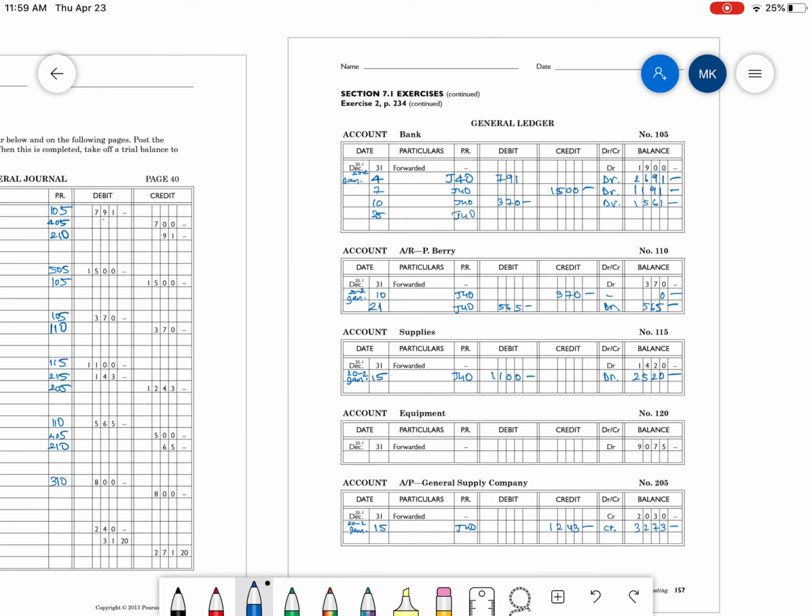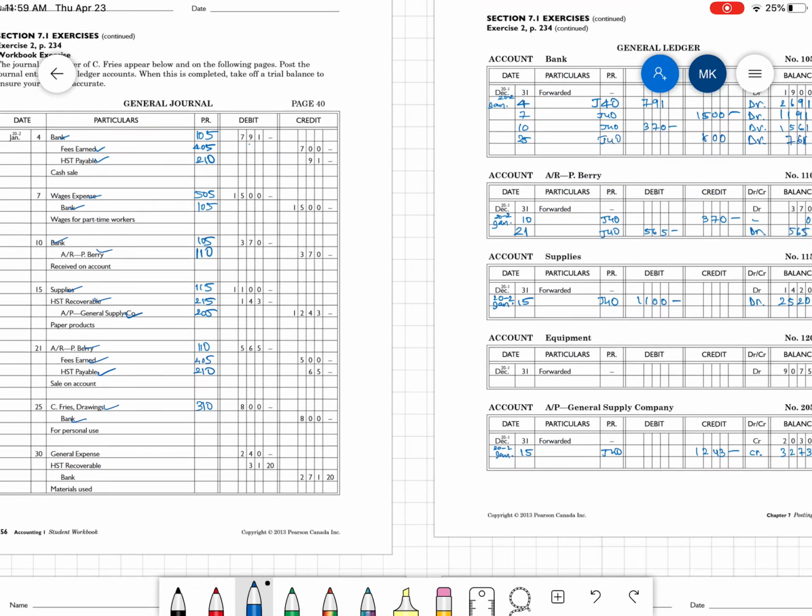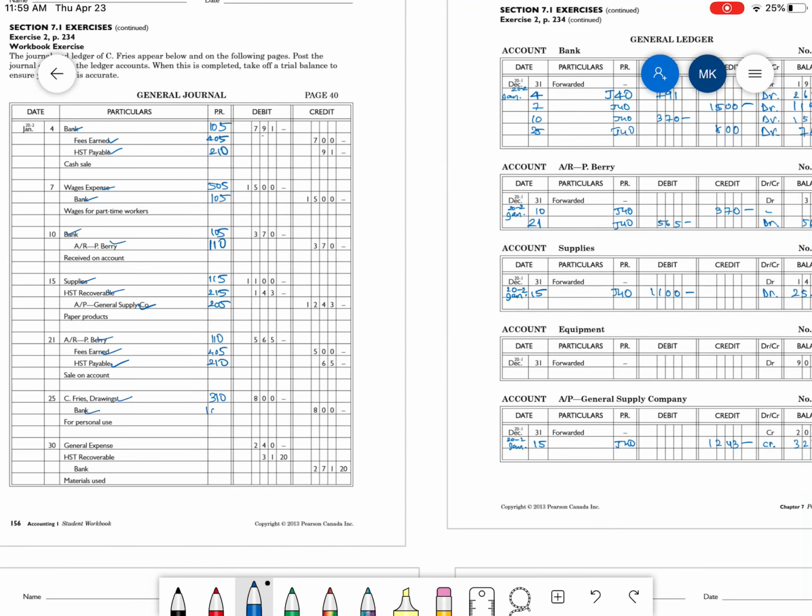This is 800 credit. Now, debit you have 1561 and credit 800, so you still have a debit balance. 1561 minus 800 gives you 761. Now this is account number 105, so in bank you write down 105.